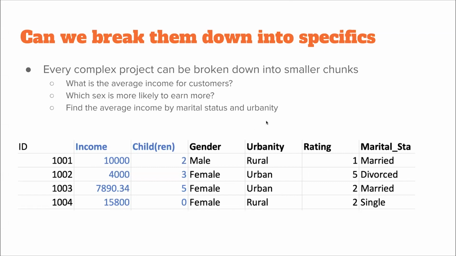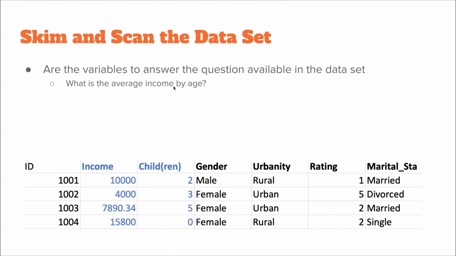These are things you do before you run any analysis. The next thing is to quickly skim and scan the data set. If the stakeholder gives you an objective, ask yourself, are the variables to answer the question available in the data set? Sometimes you might not have a full grasp of this. At least if the stakeholder asks you three to four questions, you should be able to find one or two that you are sure the data could answer.